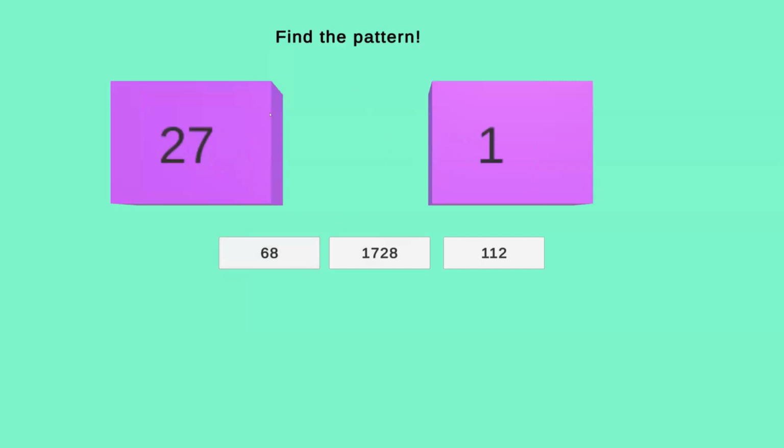Here it's again a pattern. This time it's cubes, because 1 to the power of 3 is 1 and 3 to the power of 3 is 27. So once more, there's 3 options, but this time, the right one is the second one, 1,728.